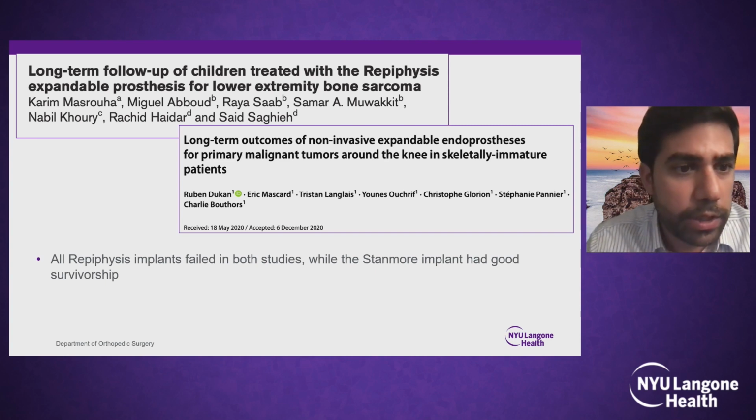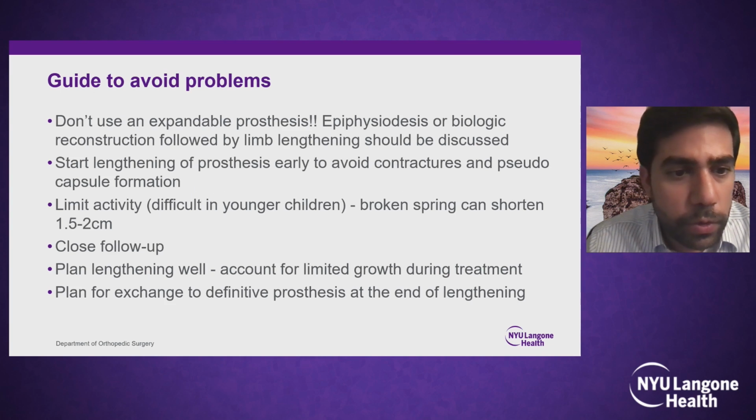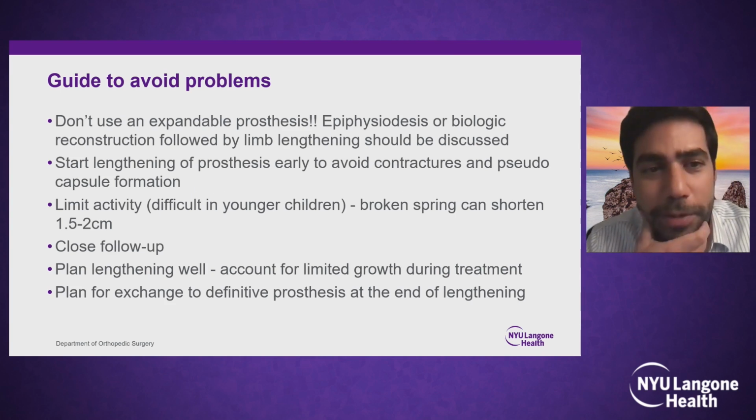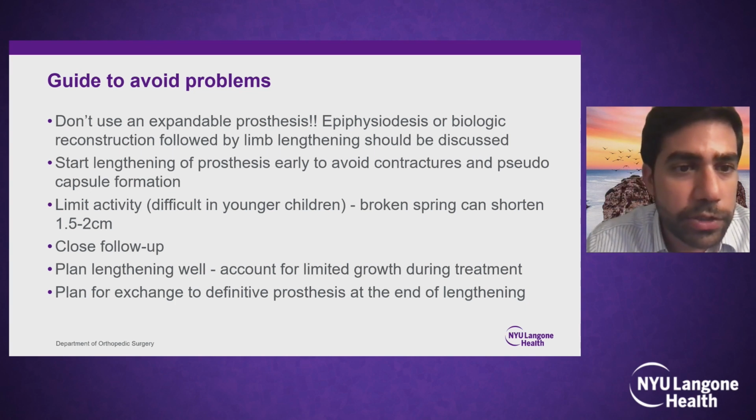And so there are 2 studies that came out recently, one last year and one this year, where I published some of the data of these patients over, I think it was 15 years. All implants failed in both studies. In the other study by Dukan, the Stanmore implants had pretty good survivorship. So to avoid problems, you either don't use the implant that's expandable, but if you have to, understand its limitations. Epiphysiodesis, biologic reconstruction, followed by limb lengthening, can be discussed as a potential option.